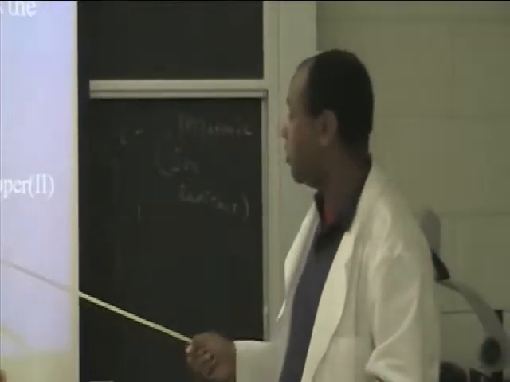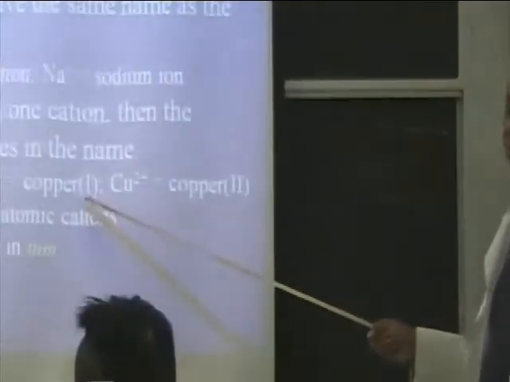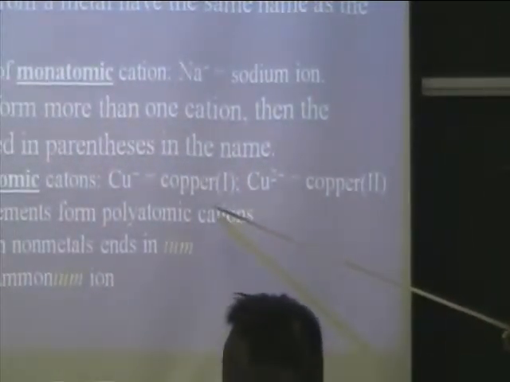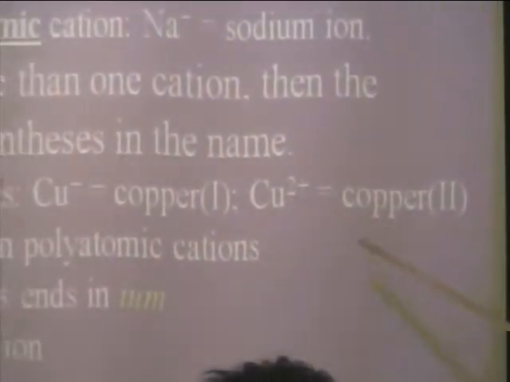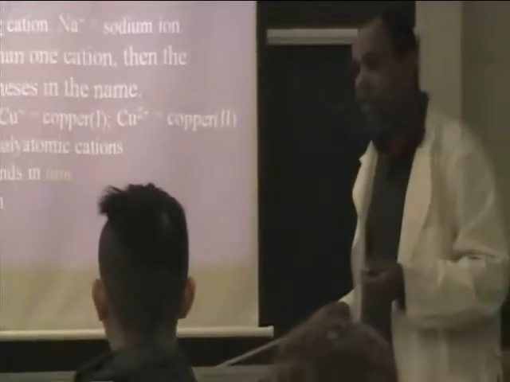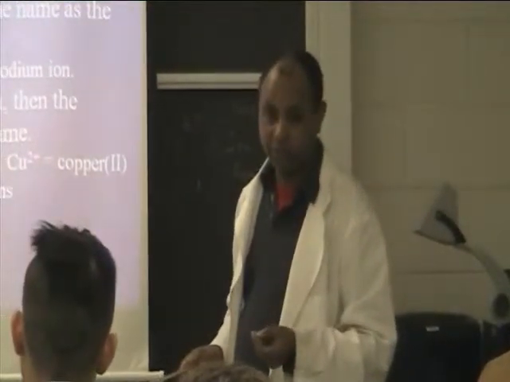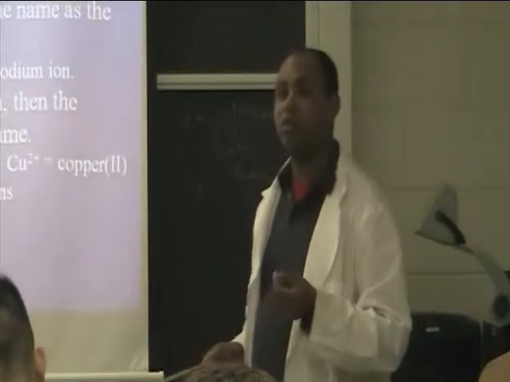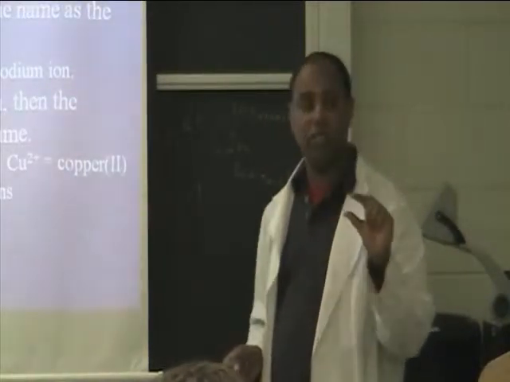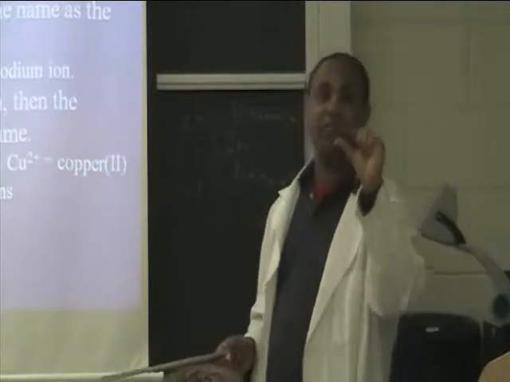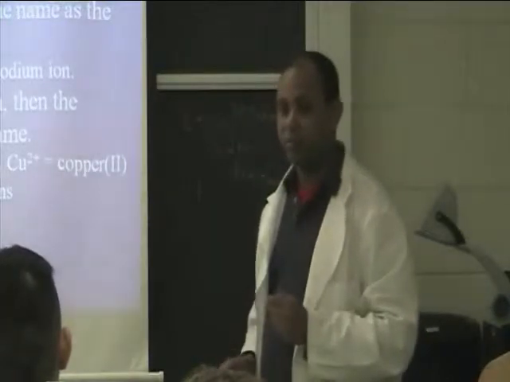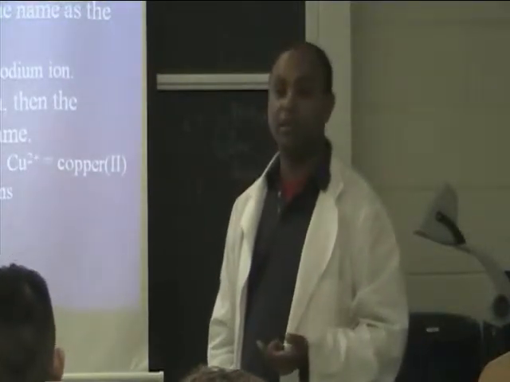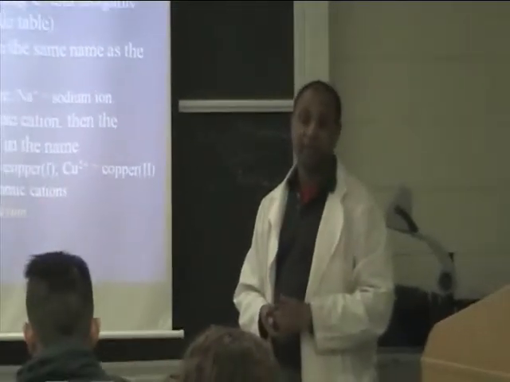Most literature uses Roman numerals followed by the name of the element. Copper, Roman numeral 1, indicates copper 1. Copper, Roman numeral 2, indicates copper 2. In some literature, they use cuprous and cupric. The suffix OUS is used for the lower charge, and the suffix IC is used for the higher charge. For example, iron: Fe plus 2 and Fe plus 3, you may have ferrous and ferric.